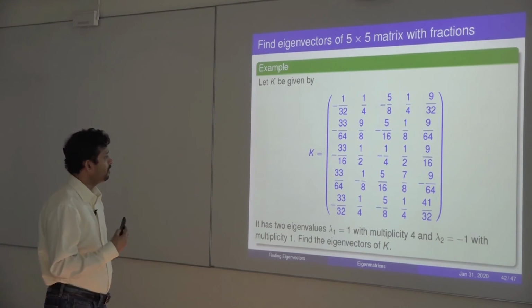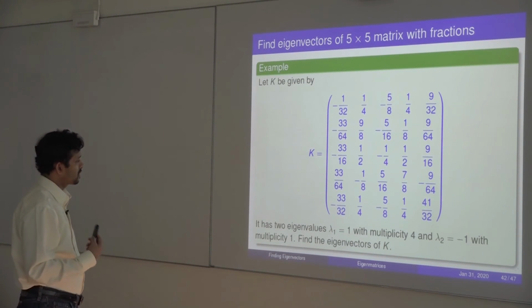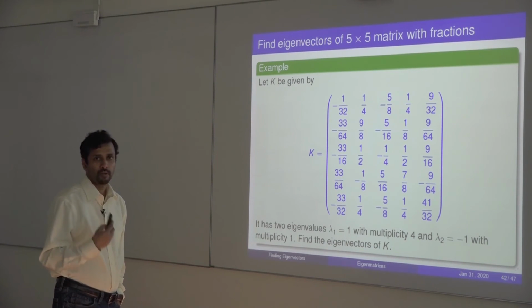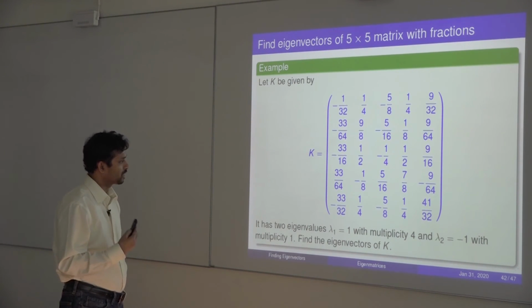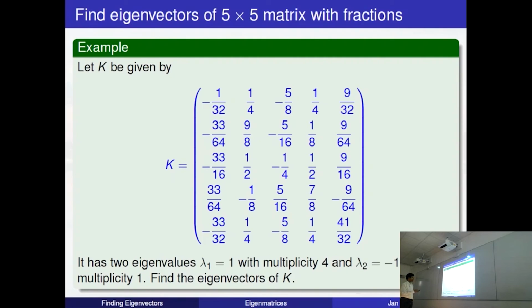Okay. So we were waiting for this question for a long time, and remember we had a problem: how to find the eigenvectors for a 5 by 5 matrix. But now we know what to do. This matrix has 2 eigenvalues, lambda 1 with multiplicity 4 and lambda 2 with multiplicity 1. Since this has multiplicity 4, you need 4 eigenvectors. Multiplicity 4 means 4 eigenvectors.